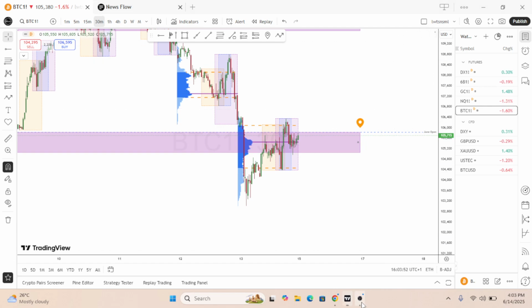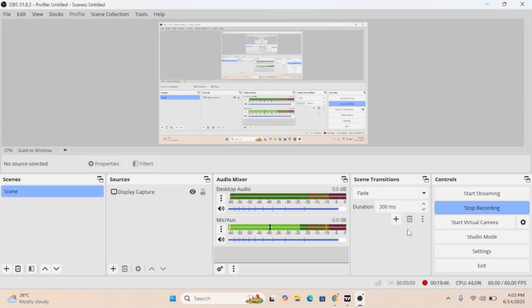So that is my analysis on the five assets I trade, like I said.